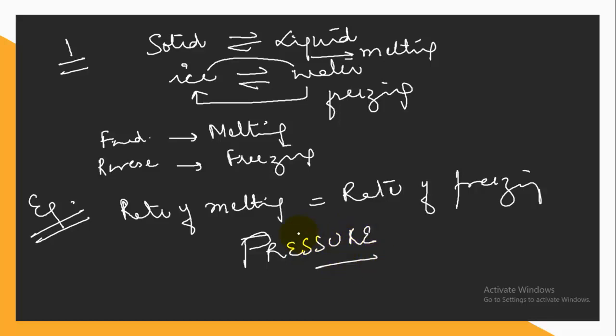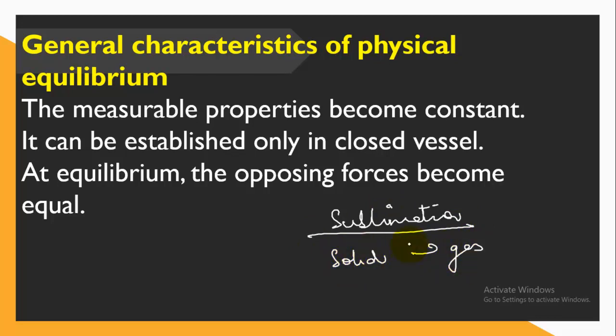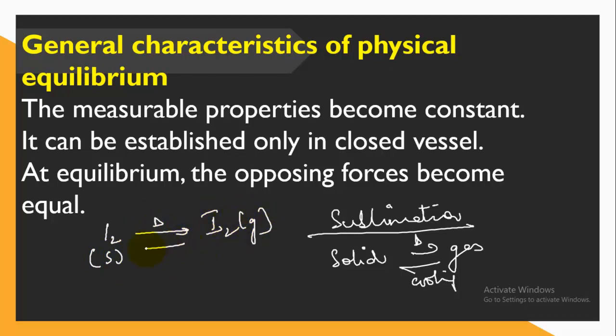So let's take another example now. Let's say we have an example of sublimation. We know that sublimation is a process in which a solid directly changes into gaseous state on heating, and the gas on cooling gets converted back into the solid state. Let's take the example of iodine. Iodine shows this property, that it can sublime. When it is heated, it gets converted into gaseous state, and on cooling it again solidifies.